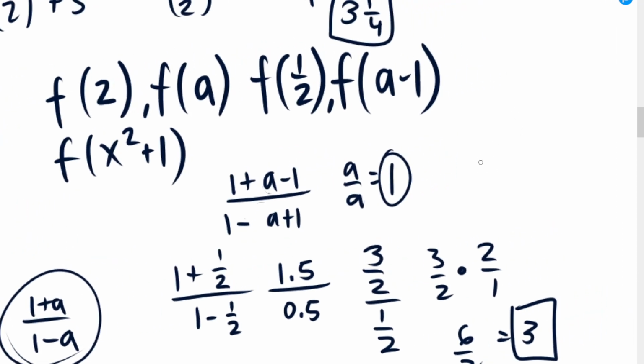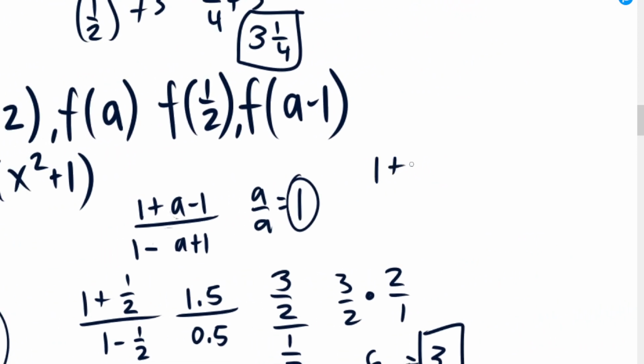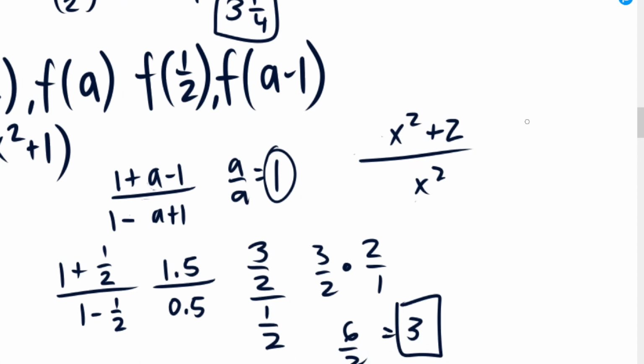And then x squared plus 1, we have 1 plus x squared plus 1 over 1 minus x squared plus 1. This is the same as 1 minus x squared minus 1. And then this can be x squared, and then 2 plus x squared plus 2 on top. Now, the first response that people tend to have is they want to cross out these x squareds, but it doesn't really work like that. We can just keep it like this.